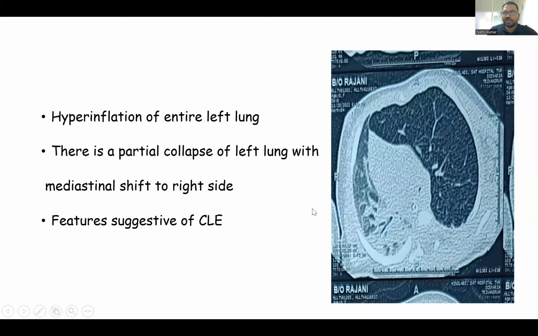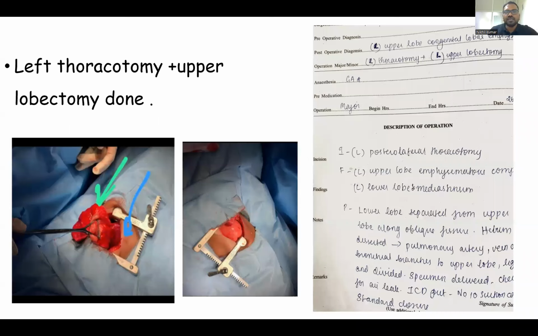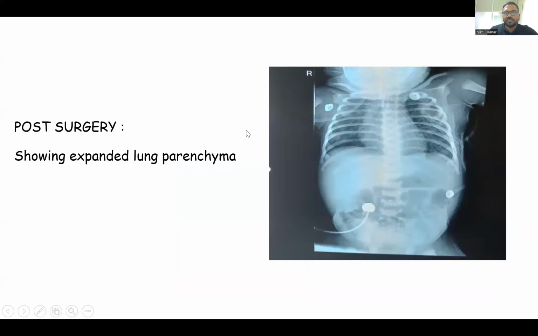So the diagnosis of congenital lobar emphysema was finally made in this baby after the CT. Next day, the baby was taken for left thoracotomy with upper lobectomy. Here the green arrow mark is showing the CLE, that hyperinflated emphysema, and the blue one is showing the normal lung fields. After the surgery, an X-ray was taken. Now the bilateral lung field is expanded and the left side hyperinflation was cleared.